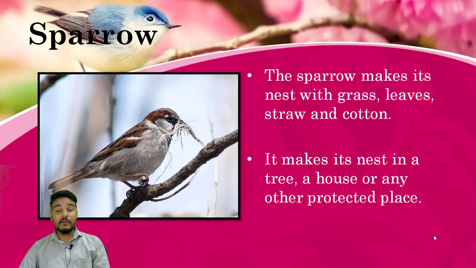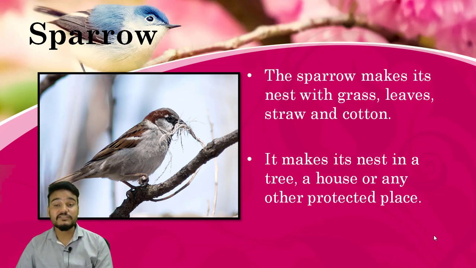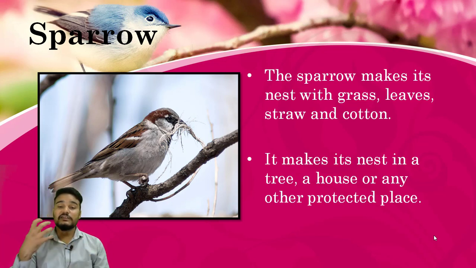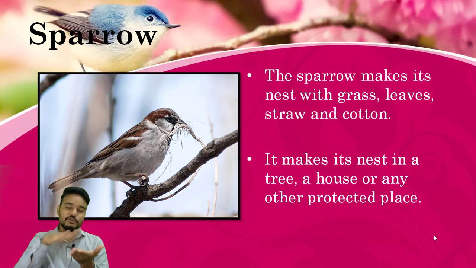And now next one is the sparrow. How does the sparrow make its nest? It makes its nest using grass, leaves, some straw and some cotton, and they keep it together. They keep it together using mud and matting, and they make their nest.